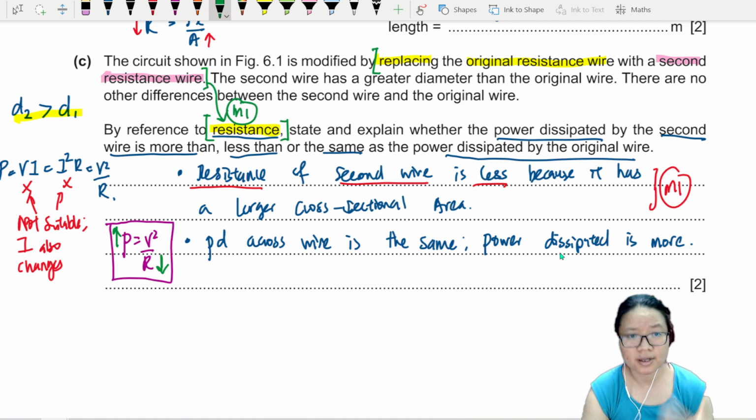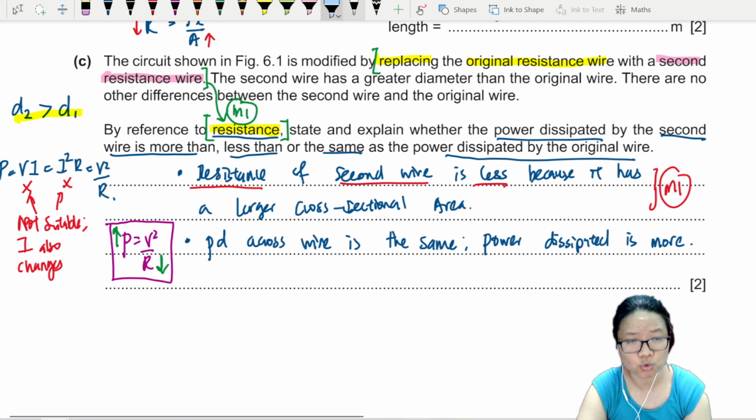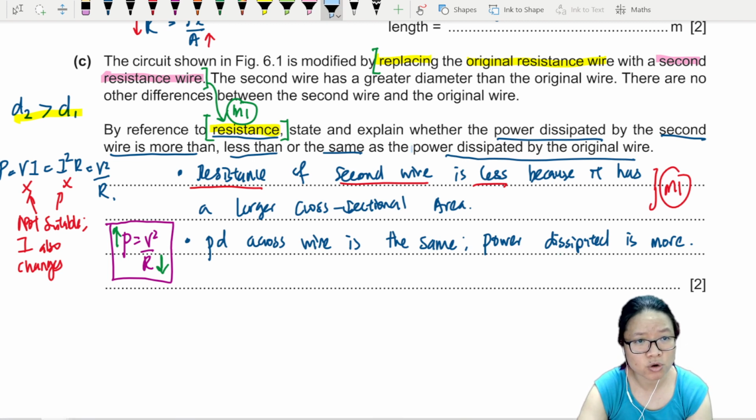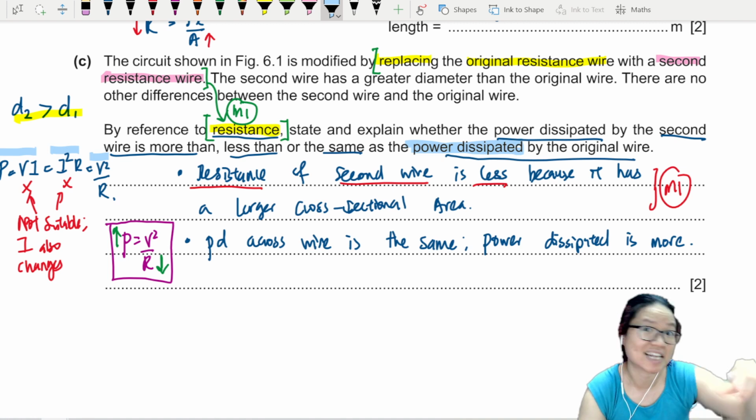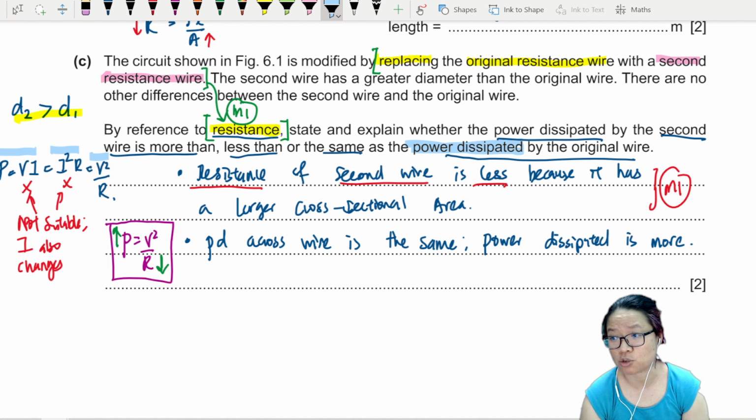You state how the change affects the resistance first. Thicker wire, less resistance. Then you pause. What do they want you to relate it to? You are asked to relate it to power dissipated. So we need to come up with a connection. Do we use VI, I squared R, or V squared over R? Many times I've told you, use the one where the only thing that changes is the thing that they change. So when they change resistance, actually the current also changes.